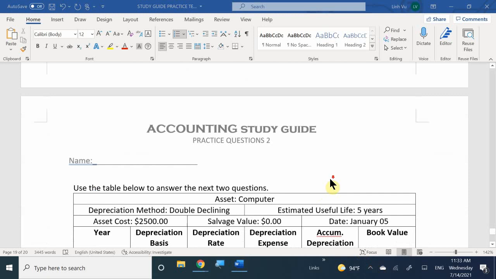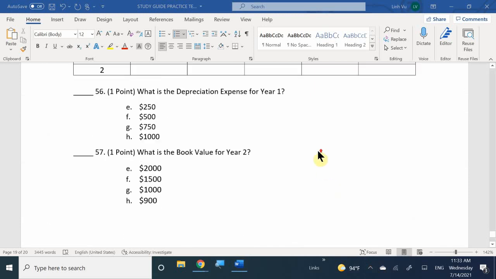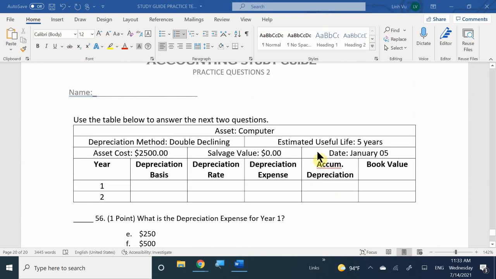Last but not least, the last 2 questions are going to revolve around double declining. In this case, we have a computer once again. The depreciation method is double declining. Its estimated useful life is 5 years. Its asset cost is 2,500. Salvage value is 0, and the date placed in service once again is January 5th.